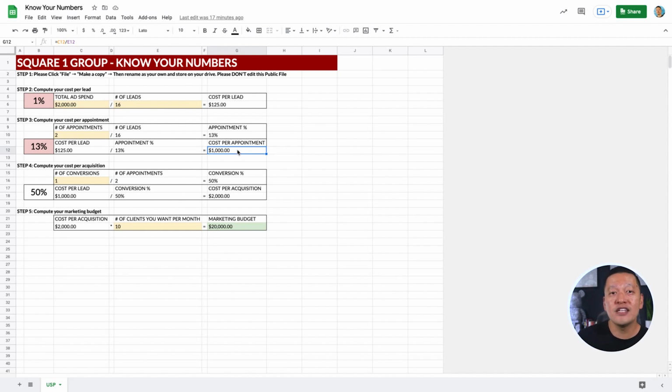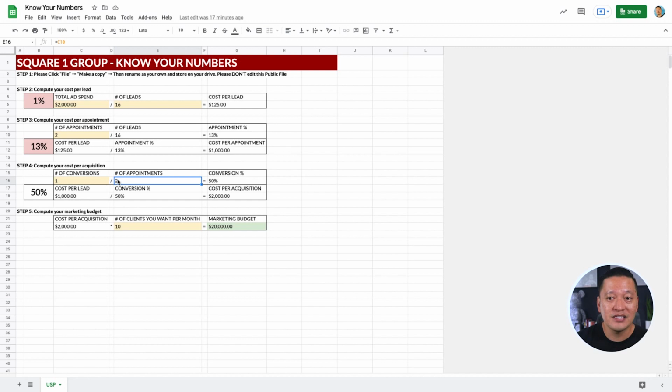Now let's move into step 4, which is really computing what your cost per acquisition is. And this is really the magic number that we need to be looking out for in terms of what we need to be spending to get a new client. And it's simple math as well. All it is, is taking the number of conversions, or the number of people that you've been able to turn into clients, from the number of appointments and really just dividing the two.